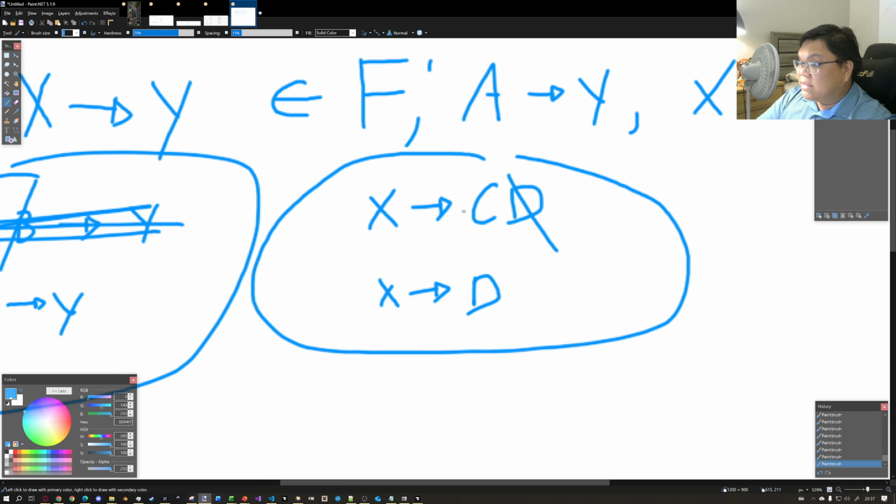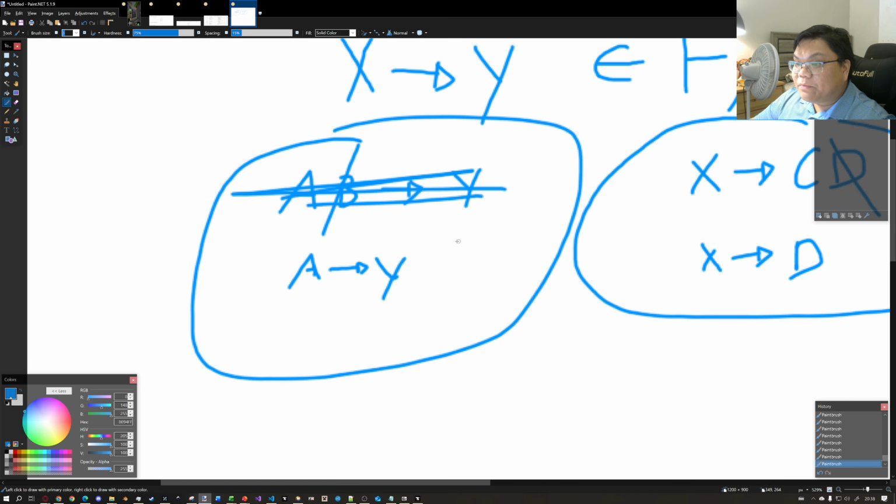So if we have X determines D and X determines CD, that actually means that D is redundant on the right-hand side of this functional dependency. We can cross that out, so now we have X determines C. We can still infer that X determines CD just by merging them through the union rule. I think I said transitivity rule by mistake. Anyway, if we have these two rules, we can still infer X determines CD just by unioning them together.